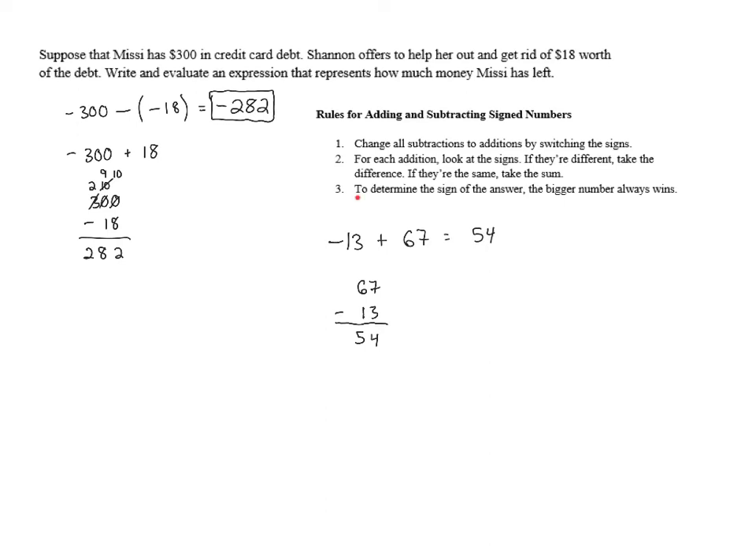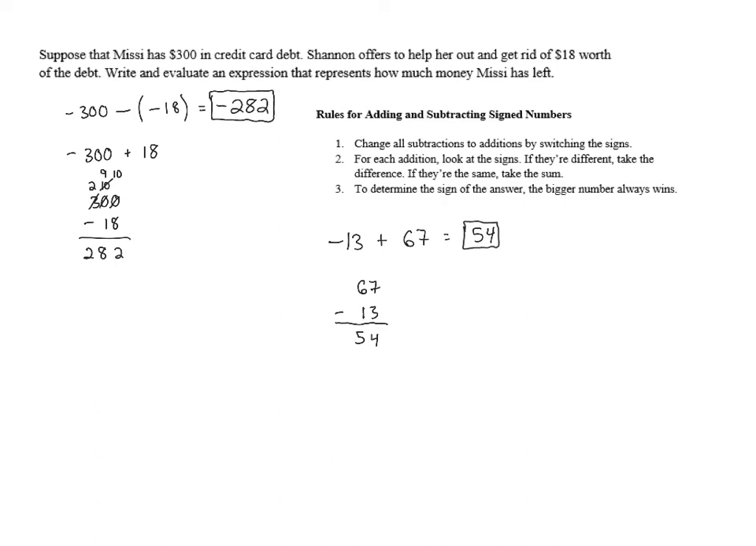However, we have one last step. We have to determine the sign of the answer. We have to figure out if this is going to be positive 54 or negative 54. And we're told the bigger number always wins. So if we look at our original numbers, the larger number 67 is positive. That means that our answer is also going to be positive, and so the answer here is 54.